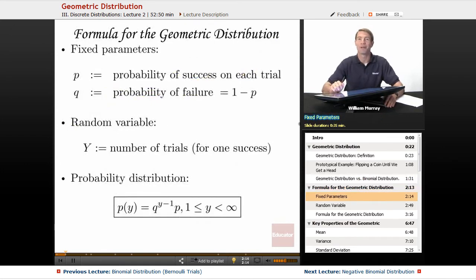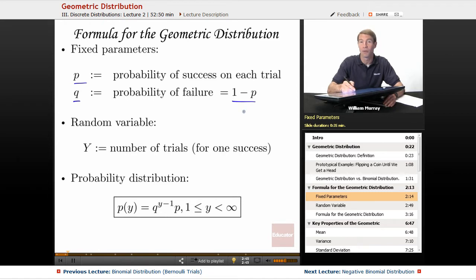So I still haven't given you any formulas for the geometric distribution. The way it works is you have a fixed parameter, which is the probability of success on each trial. So if you're flipping a fair coin, then p would just be 1/2. If you're tracking the Yankees winning the World Series and you figure maybe each year they have a 10% chance of winning the World Series, then p would be 1/10. q is going to be the probability of failure. That's always 1 minus p. So q is just dependent on p.